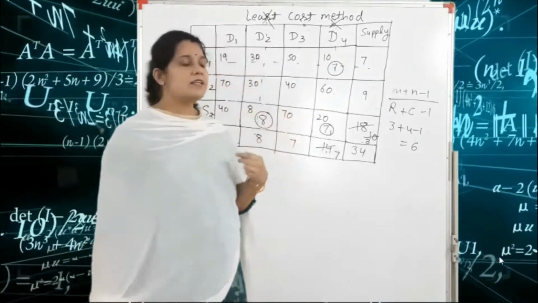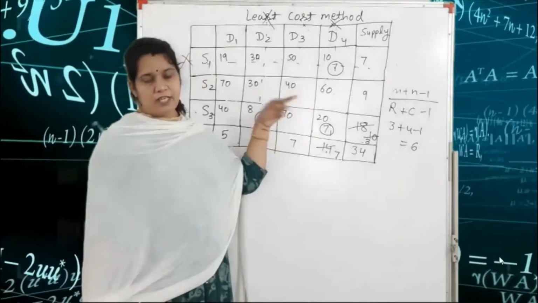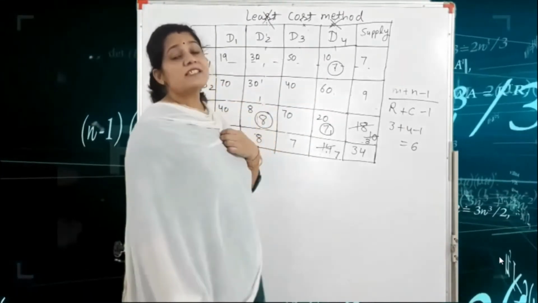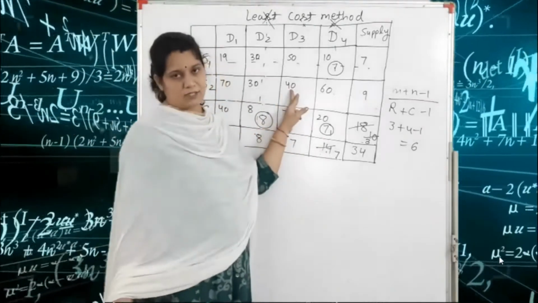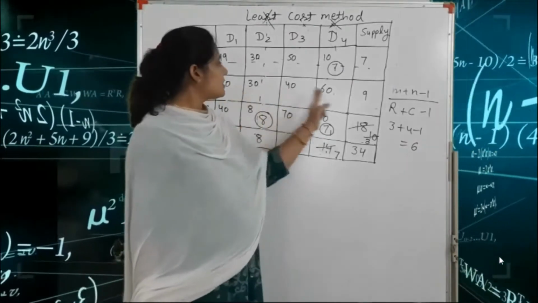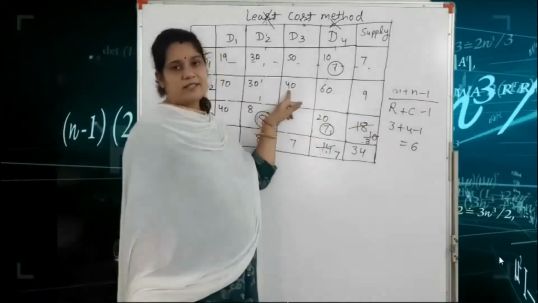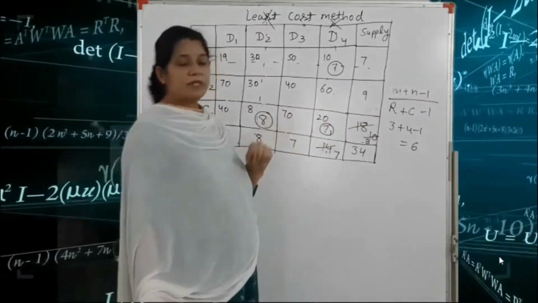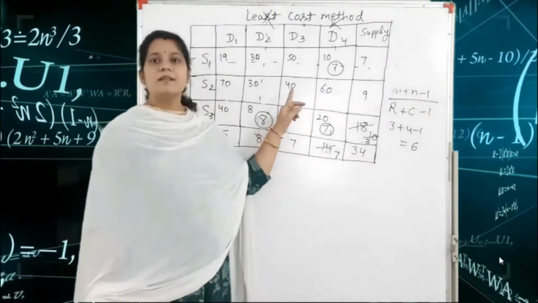So first, for example, we choose this 40. You check here what the allocation number is. Allocation number, that means what? If we choose this 40, the supply is 9 and the demand is 7. So what is the minimum number? The minimum number is 7. So we put 7 here.